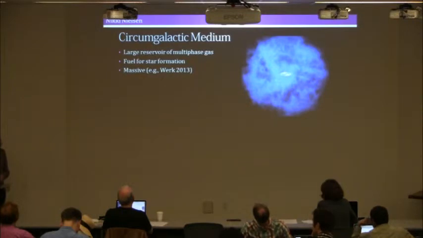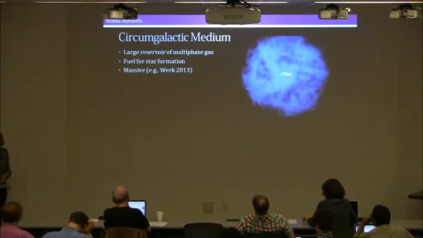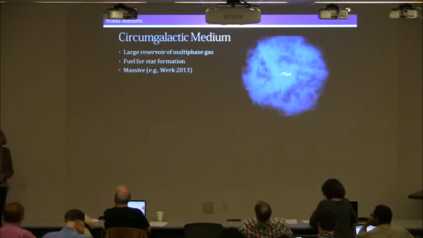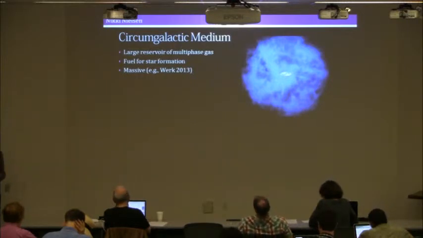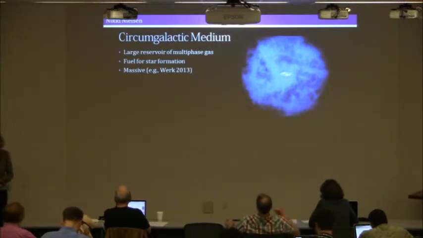I figured I'd briefly explain it to you again. We know the CGM is a large reservoir of multi-phase gas surrounding galaxies, and it contains the fuel for future star formation. We know it's pretty massive. It might contain the same amount of gas mass as that in the ISM of the galaxy itself.